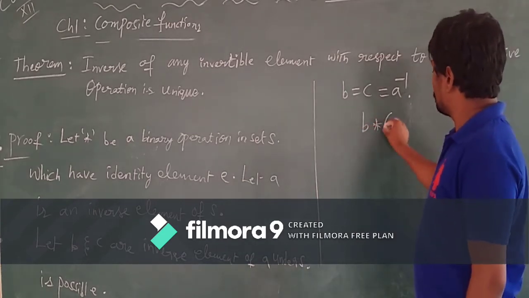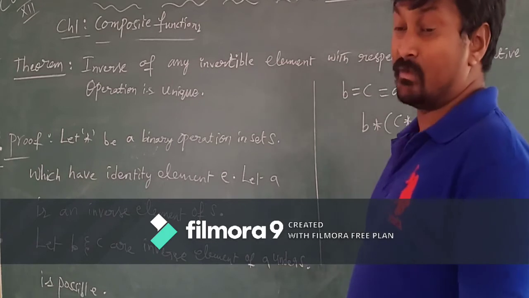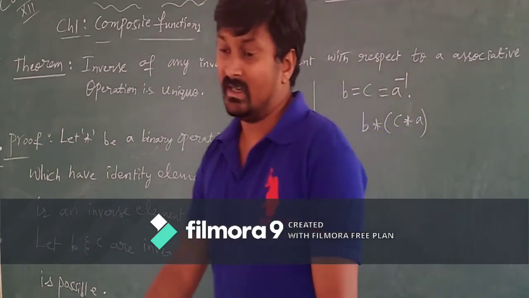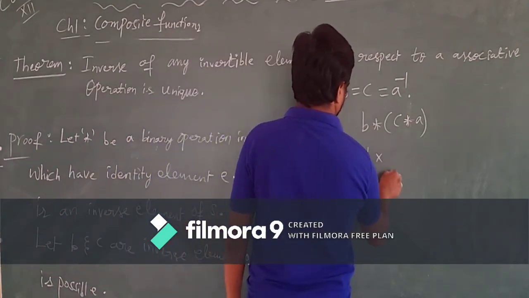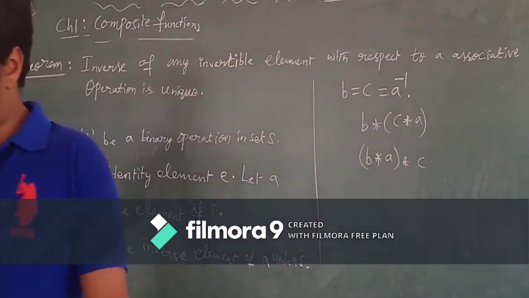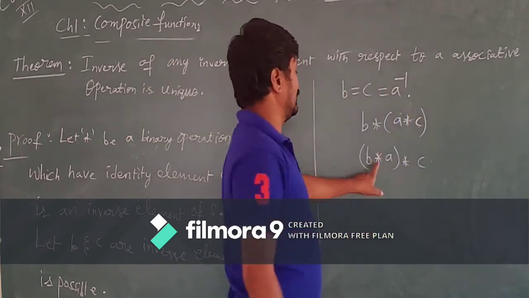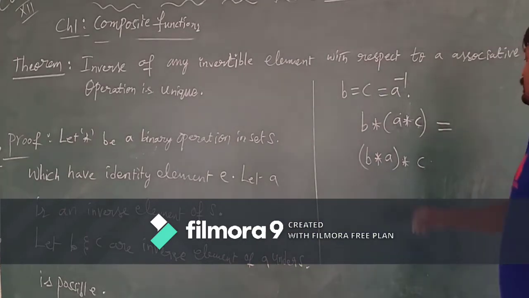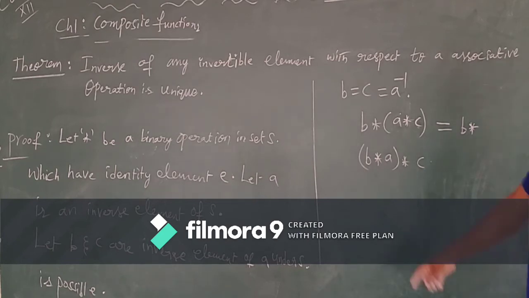Now B star A star C, here you just observe carefully, we are going to use the associative property, B star A star C. In the second we took B star A, and for the first also B star A star C. So now I can write this as B star, in the bracket, first you need to complete A as it is, and the C, what do you know, is A inverse. So just substitute it now.